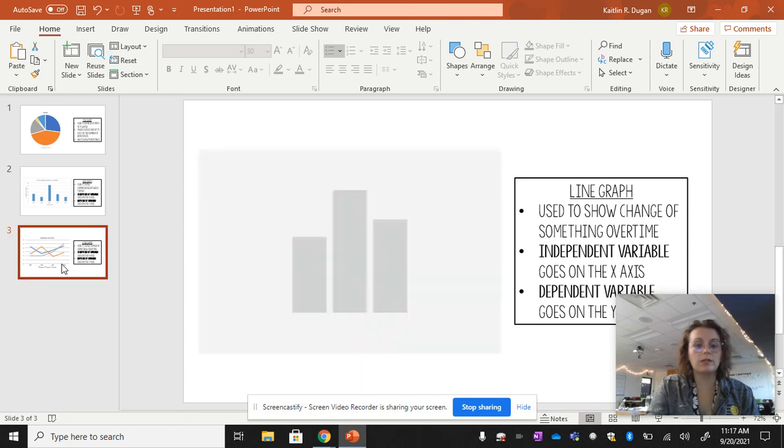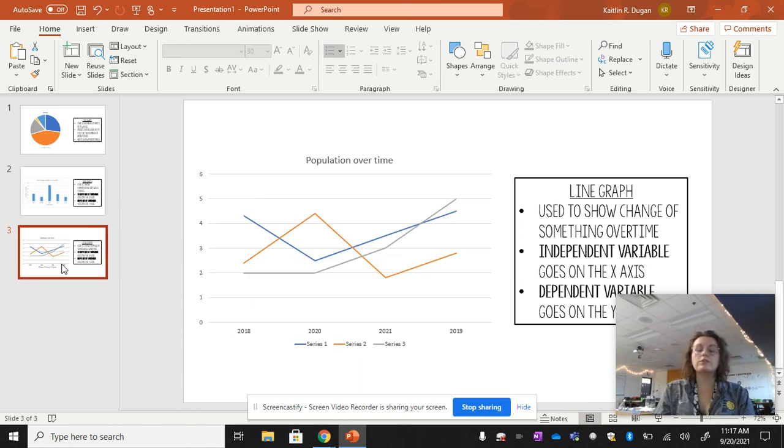And our final one is our line graph. Line graphs are used to show changes over time. Now you may be like, well, Mrs. Dugan, the bar graph could do that too. Yes, but with your line graph, it's more fluid. If we saw bars here, here, here, here, it may not look as nice and you may not be able to see the trends. So with your bar graph, you're comparing, but with your line graph, you are actually looking at the trend. Is it going positive? Is it negative?